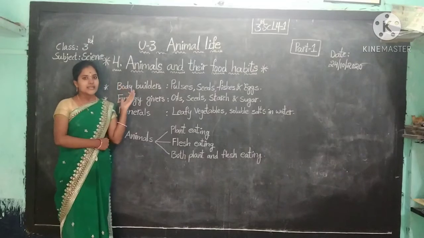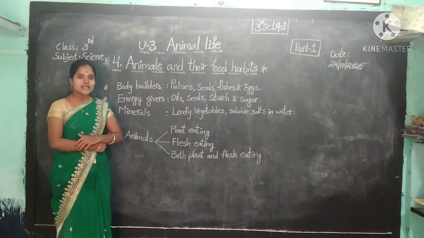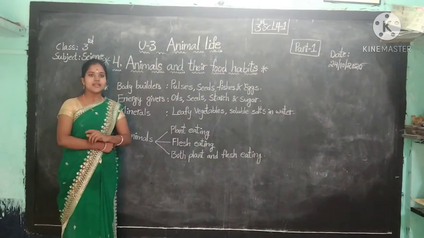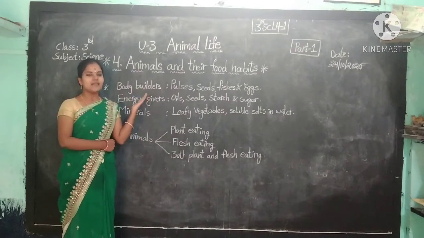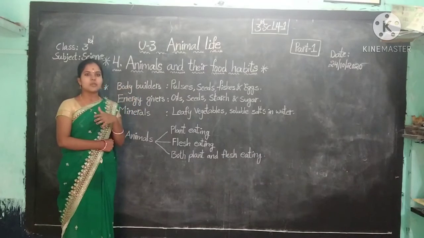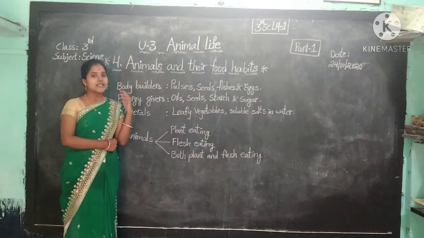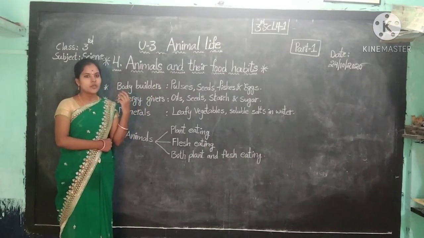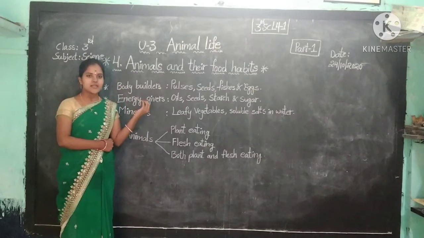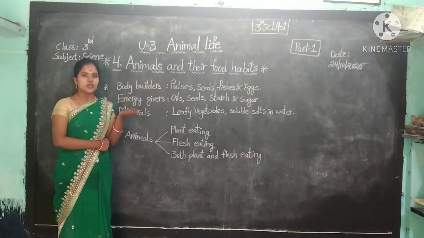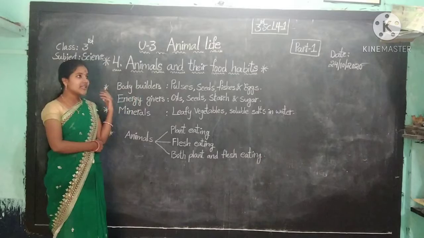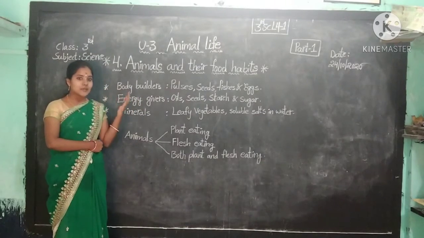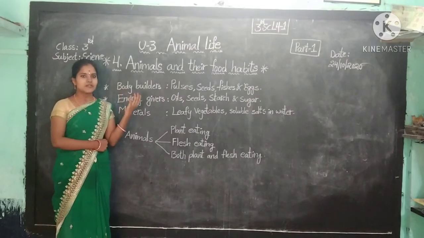And you know that animals are also living beings. What are living beings, children? Yes, things having life are called living beings. Animals also have life, like plants and human beings. So animals are also called living beings. They need food to grow and be healthy. Okay, children, like human beings, animals also need food to grow and be healthy. Different types of animals require different types of food.